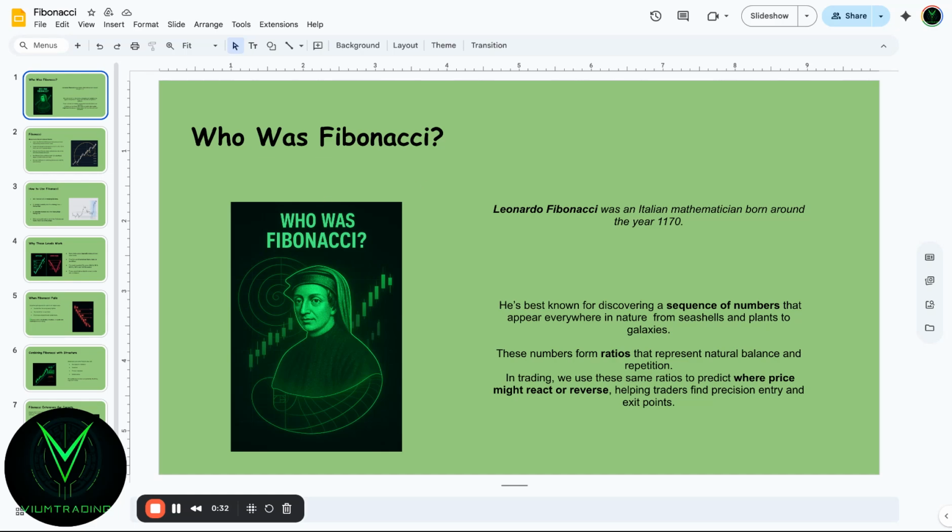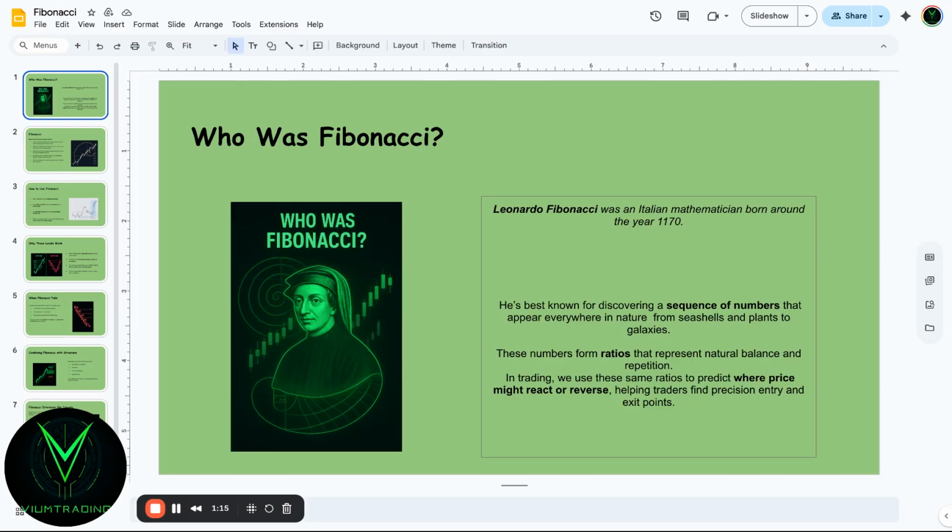So who was Fibonacci? The name of the tool comes from Leonardo Fibonacci, who was an Italian mathematician. He was born in 1170, and pretty much what he did was discover the sequence of numbers that appears everywhere in nature, from seashells and plants to galaxies. Nowadays, Fibonacci is used on plants, on the weather, on the galaxies. It's used to predict even human behavior.